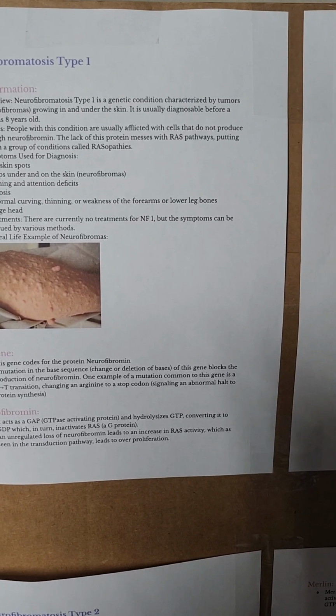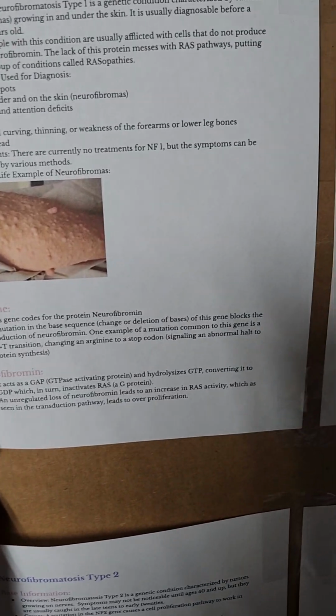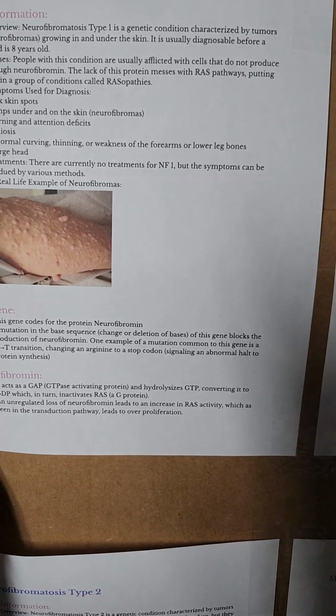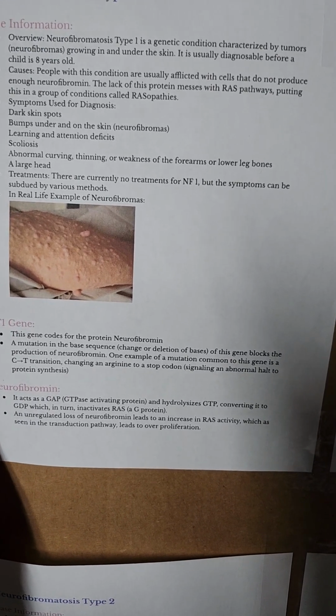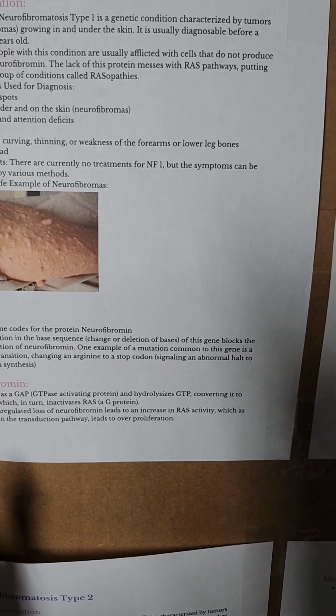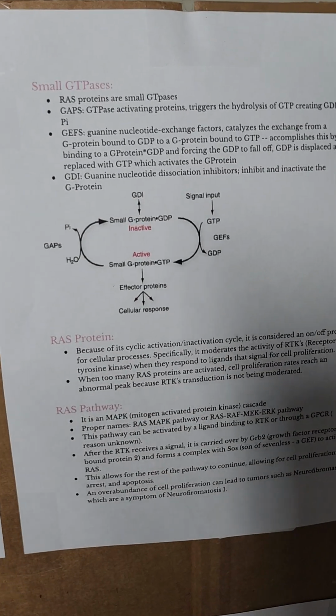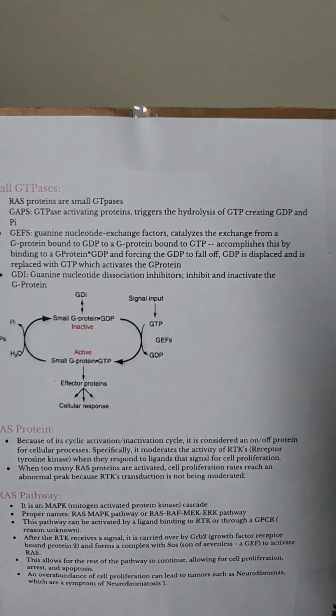That gene would be the NF1 gene because this gene codes for the protein neurofibromin. And you may ask, well, why is that protein important? Neurofibromin is a GTPase activating protein, which means that it hydrolyzes GTP and it inactivates the G protein that it is bound to. We see more over here what that means.